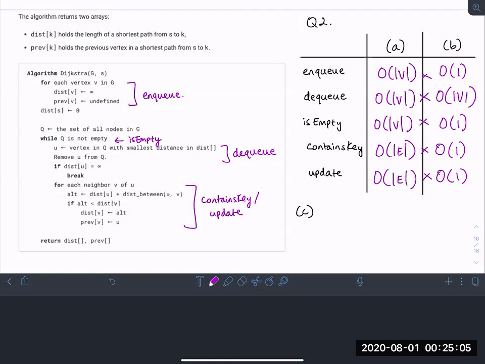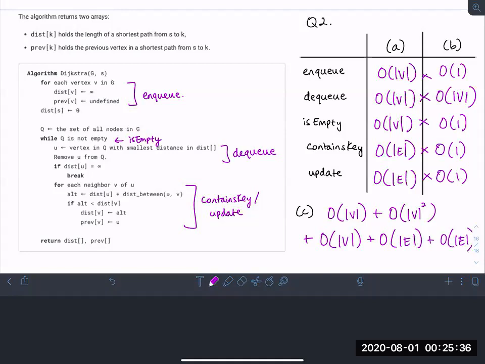Okay, so basically for enqueue, I have O of V times O of 1, which is going to be O of V, plus, okay, I'm doing all these operations, so I need to add on to my runtime. So for dequeue, I have O of V times O of V, which is going to be O of V squared, plus isEmpty is going to be a total of O of V, containsKey is going to be a total of O of E, and update is also going to be O of V.